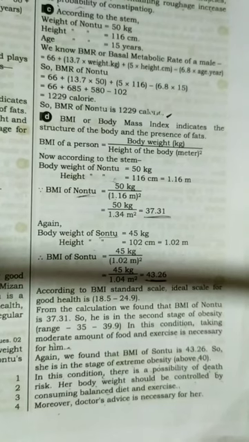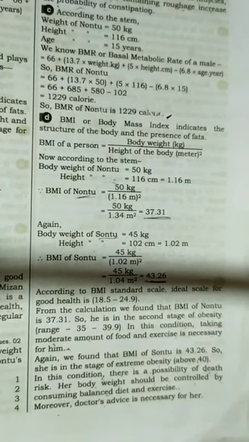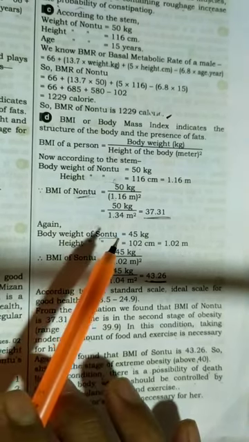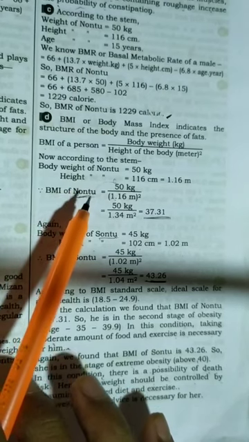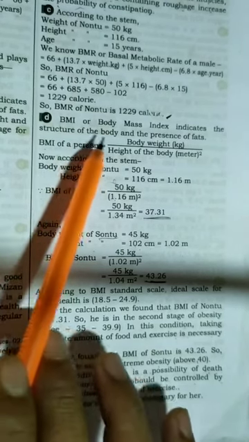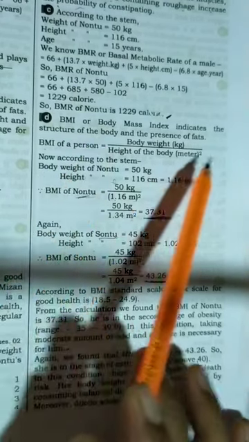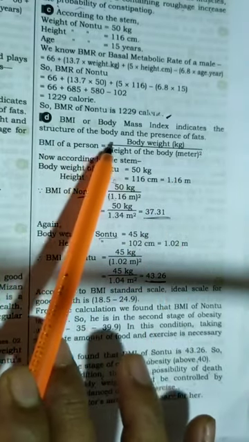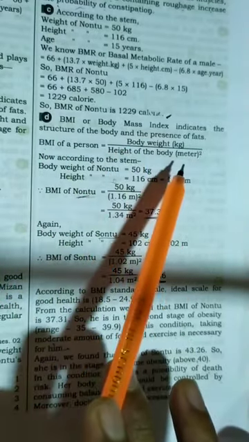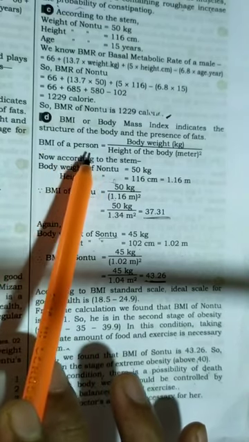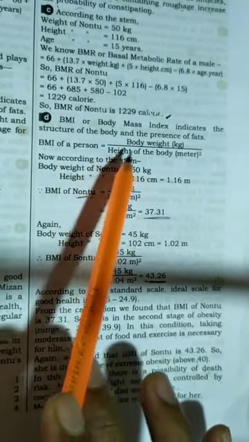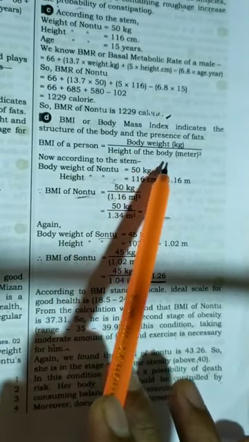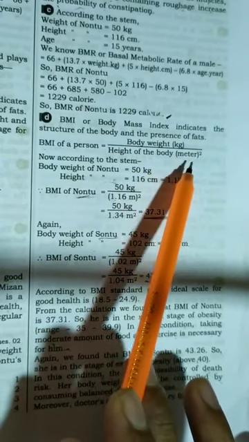Our next question: analyze the BMI of Nontu and Sontu. So it's an easy question. To solve this, we also use a model answer. BMI, or body mass index, indicates the structure of the body and the presence of fat. BMI of a person is equal to body weight divided by body height in meters squared.